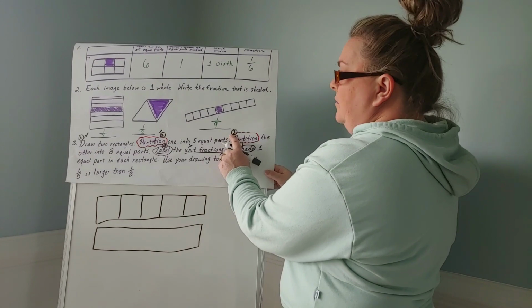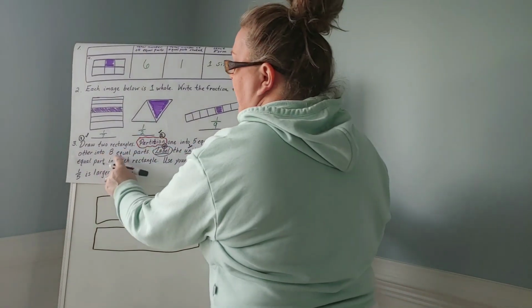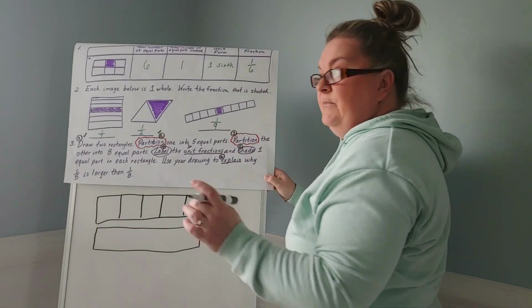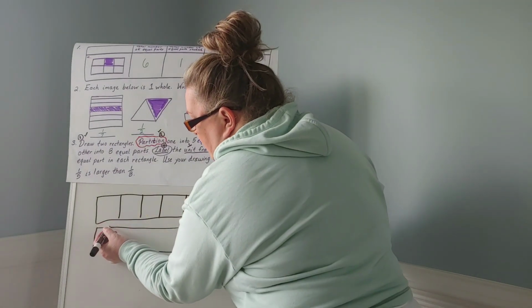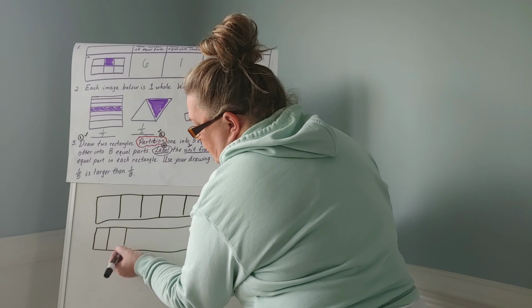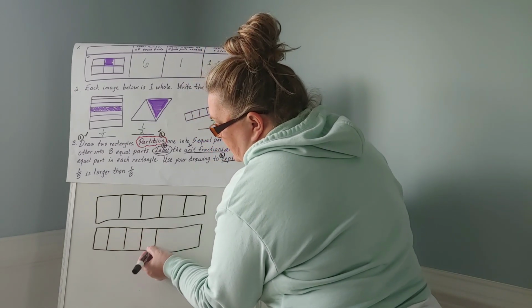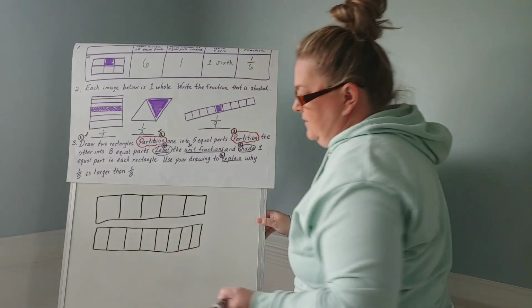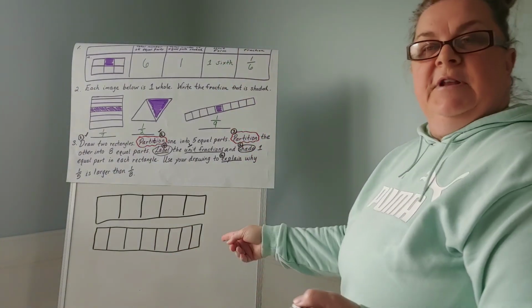So where are we? We're on number 3. Partition the other into 8 equal parts. So how many lines are we going to draw for this one? It would be 7, right? 1 less line. So 1, 2, 3, 4, 5, 6, 7. Those are pretty equal.